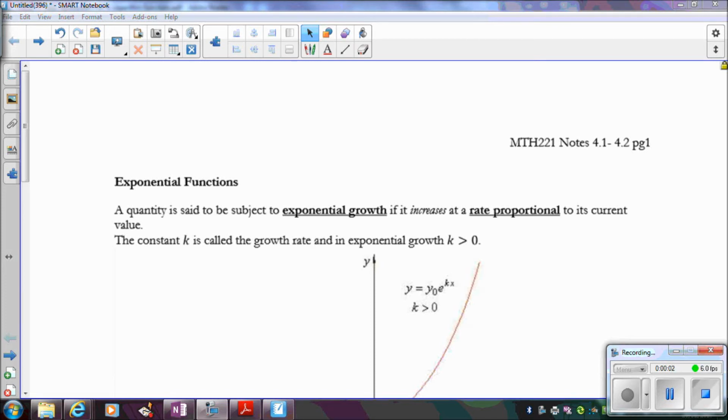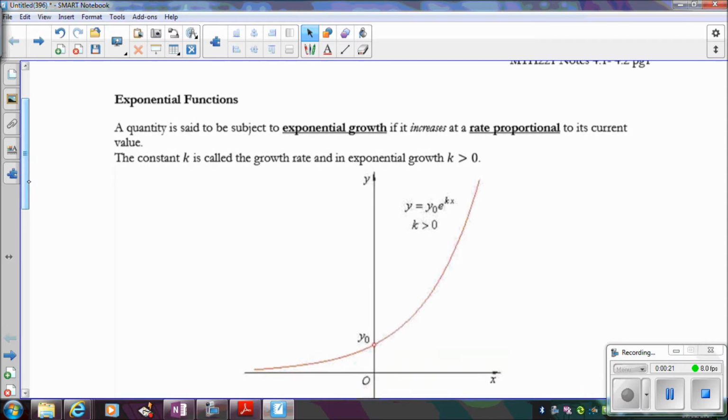In chapter 4, we're going to start talking about logs and exponential functions. So the first part here is really just a little bit about exponential functions before we start talking about logs, because exponential functions and logs are inverses of each other. So if we look at this first graph here, here's a picture of a graph. Here's the formula for it.